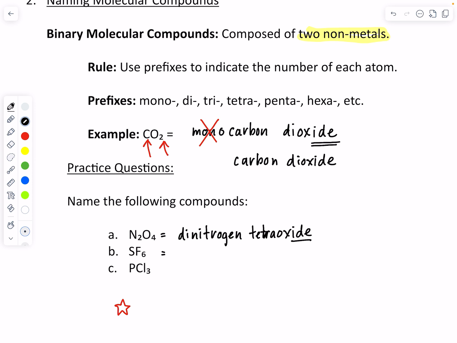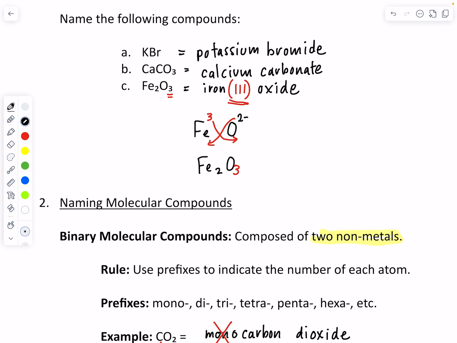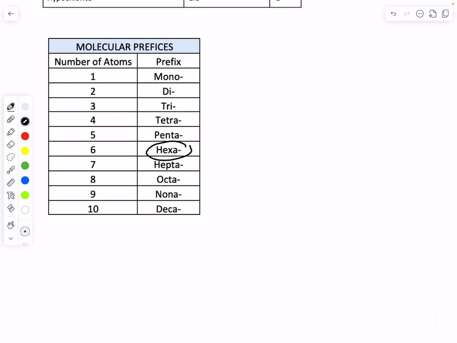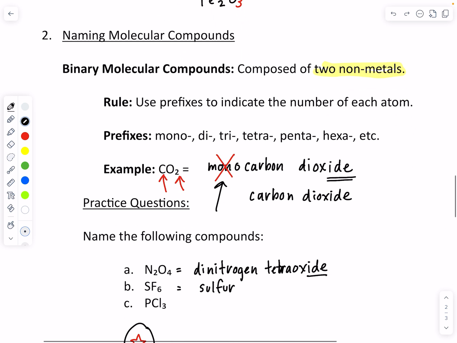Sulfur has only 1, but as we mentioned over here, we don't indicate 1 unless it's a special example, which I'll talk about later. So it's sulfur, and there's 6 fluorine. So in this example, if we look at our prefixes, 6 is hexa. So this becomes hexafluoride. Again with the ending ide.